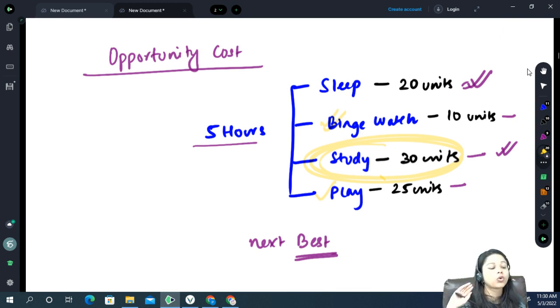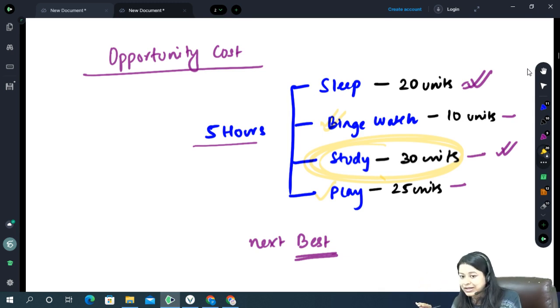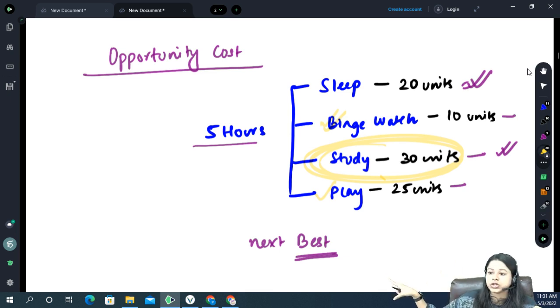Clear? Foregone. The word foregone is important. The word best is important. The word alternative is important. Is it clear to everyone? This was a question which came in CB1. Not directly, but they used the concept of opportunity cost, and that was one of the most difficult questions which came in CB1. Not in CB2. In CB2, if you understand this concept of opportunity cost, you will be able to solve a lot of questions properly. Clear to everyone? Sejal, now you understand why it's not 5.